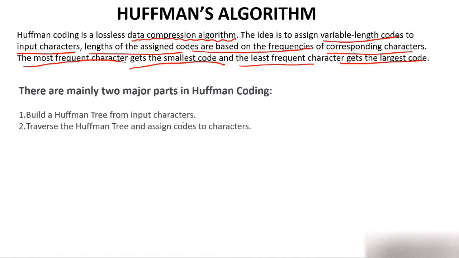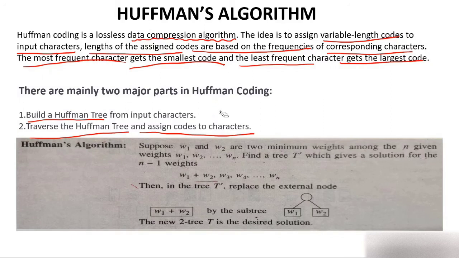Now there are mainly two major parts in Huffman coding. You have to give a code, and in order to give a code, first of all you have to build a tree. So you have to build a Huffman tree. Huffman tree means two tree and extended binary tree, which we have already discussed in part one. So now you have to create the Huffman tree for input characters, and then you have to traverse the Huffman tree and assign a code. First of all, create the tree and then assign the codes. Fine. So let's start with the Huffman algorithm.